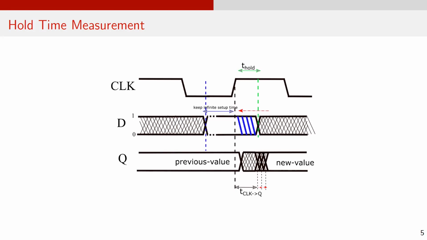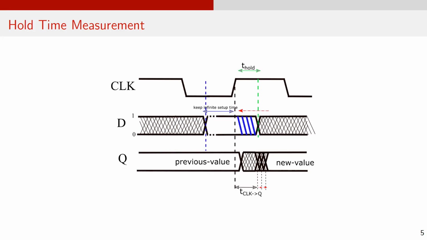Now, how do we measure hold time? First, make sure data transitions at an infinite hold time after the active edge of the clock. In this figure, the transition is shown from 1 to 0 for data. We then compute clock to Q delay from 50% of the clock to 50% of Q and consider it as nominal clock to Q delay.